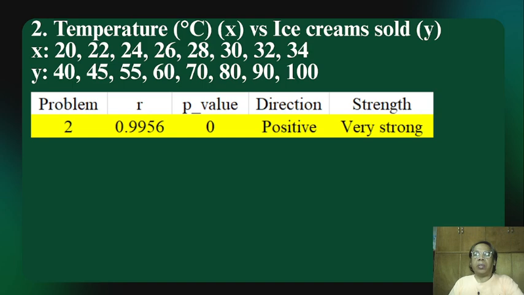So what are we going to do with these values? We write it. The first column is X values, the second column is Y values. And then you can get R by just simply using equal correl and then the range of X and then the range of Y. So the value of R using Excel is 0.9956. So the p-value is 0 and then the direction is positive, very strong.